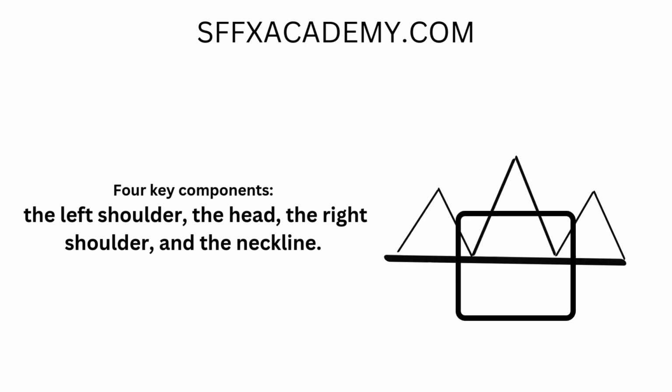Neckline. The neckline connects the lows of the left shoulder and the right shoulder. This line is crucial because a break below it confirms the Head and Shoulders pattern and signals a potential trend reversal.